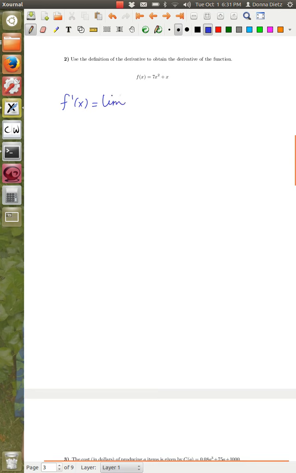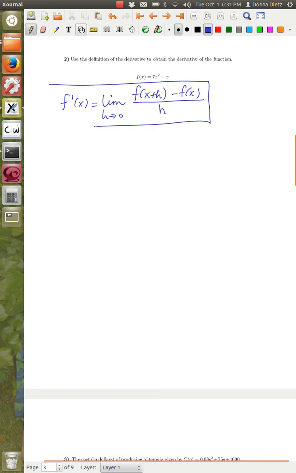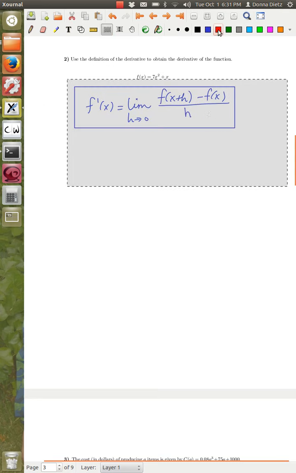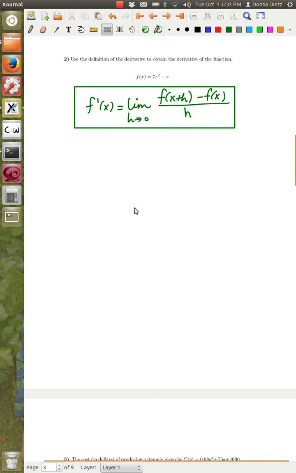is limit h goes to 0, f of x plus h... and if you can't remember this, this is something you should put on your little card, this little formula here. That is the definition of the derivative, and you should have that memorized, in any color you want. There you go. Alright, so let's do this.